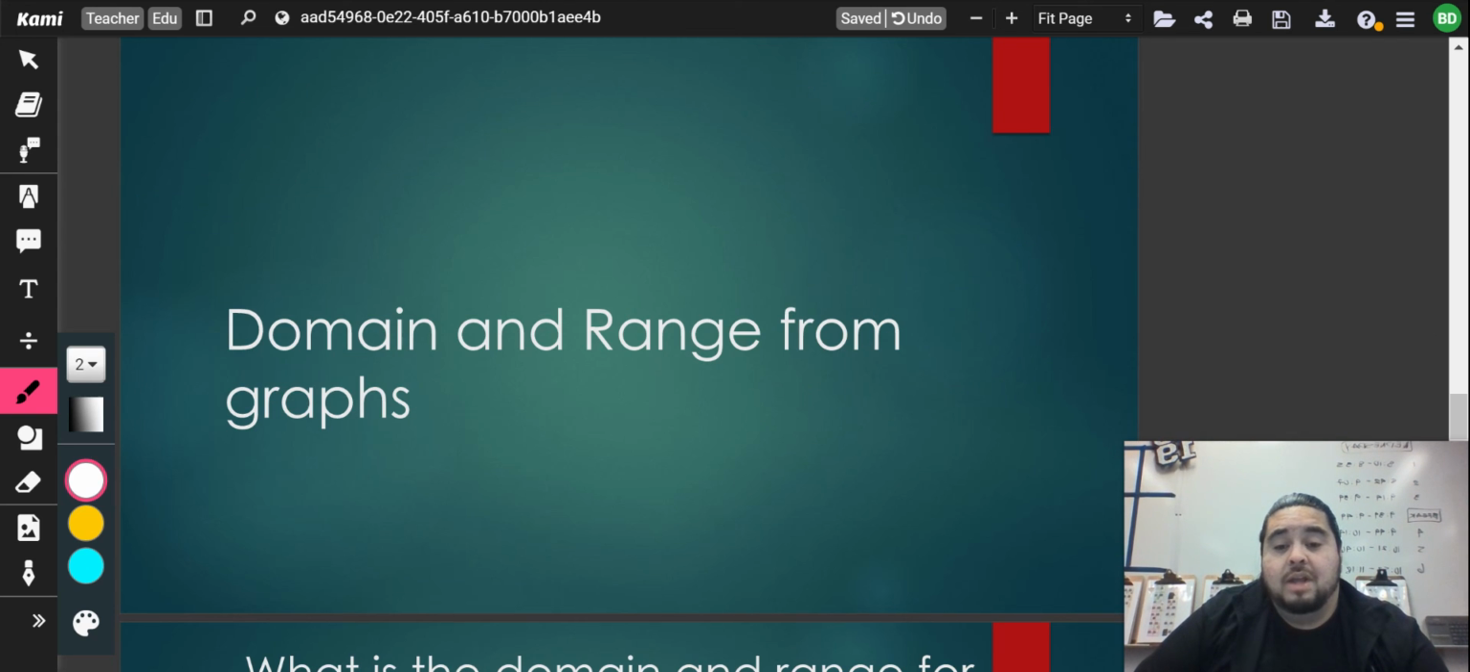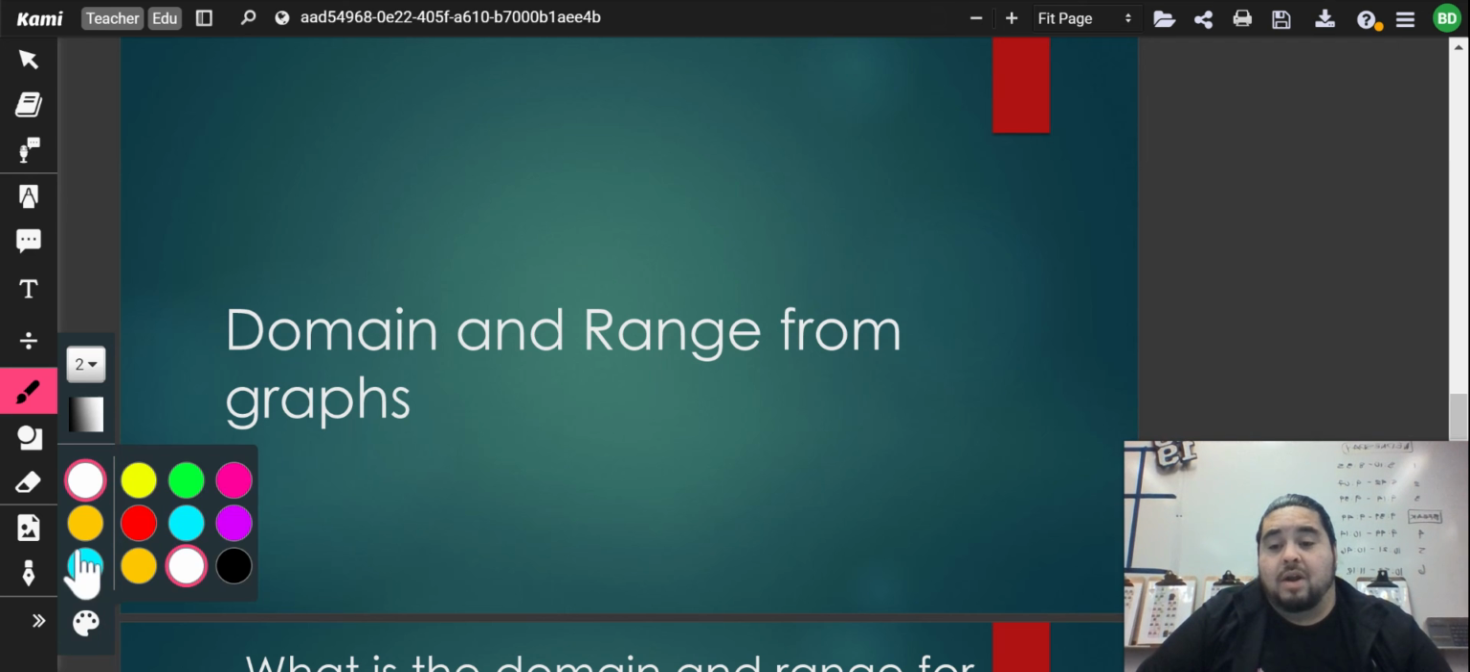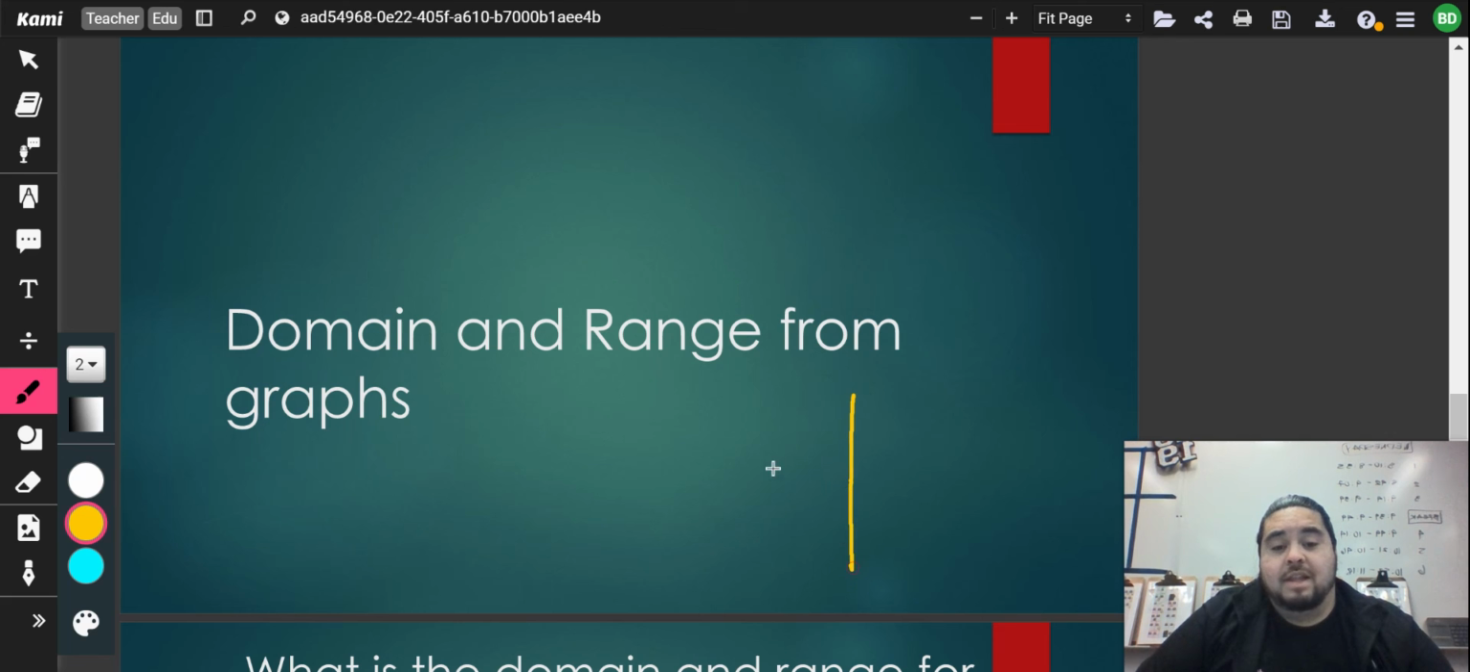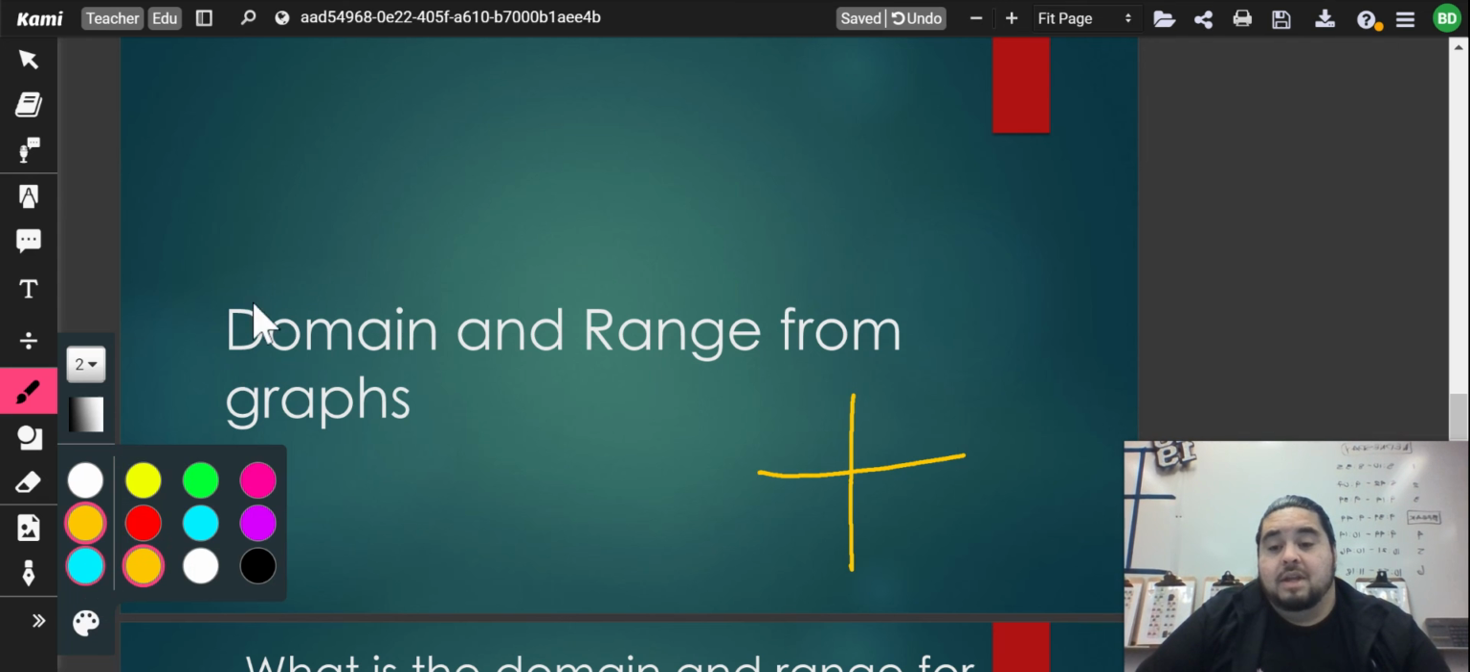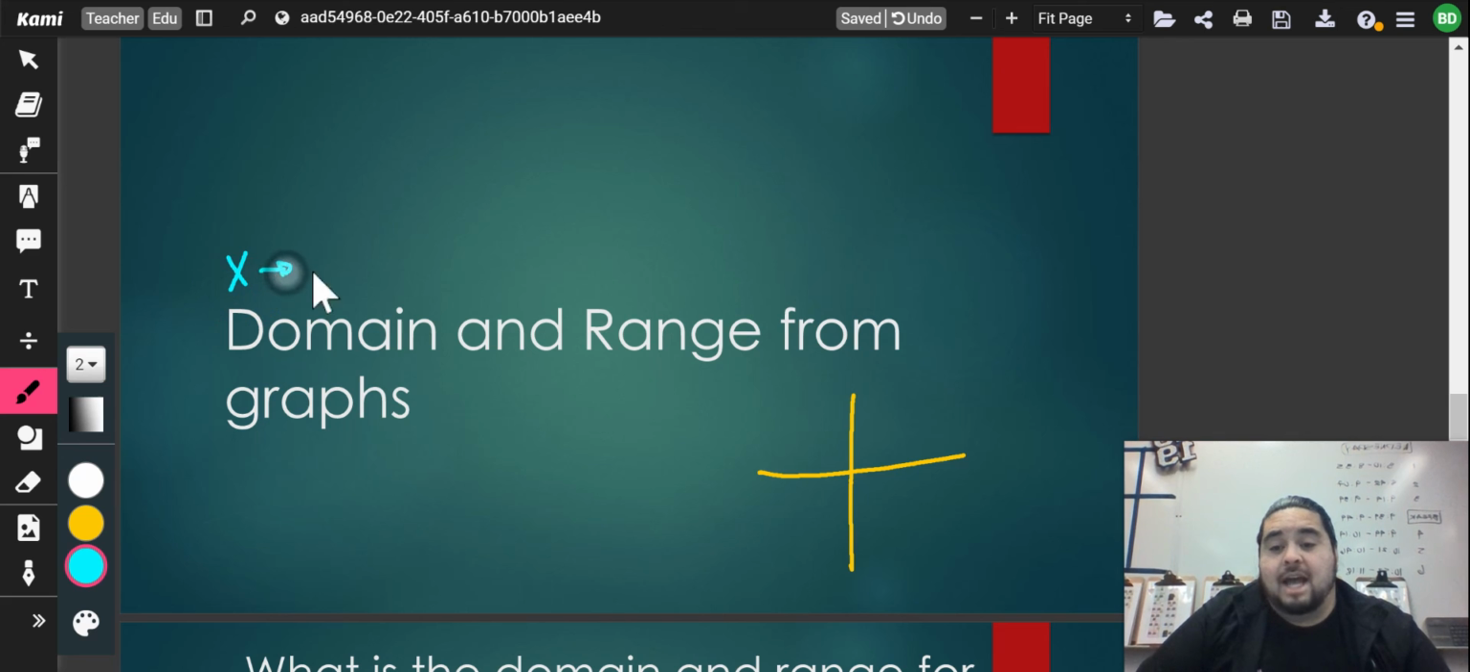So whenever you're thinking of domain and range from a graph, it's important to remember what our coordinate plane looks like. So we have a graph that looks like this. Okay. Domain is your x values. So domain goes with x values, and we know that the x-axis is the one that goes from left to right. Okay, so our x-axis is here. It goes from the left side to the right side.